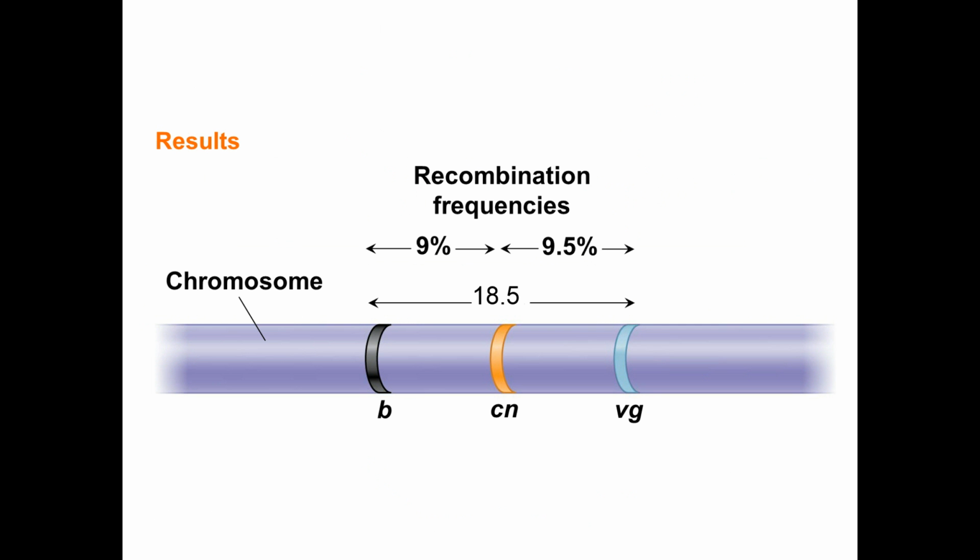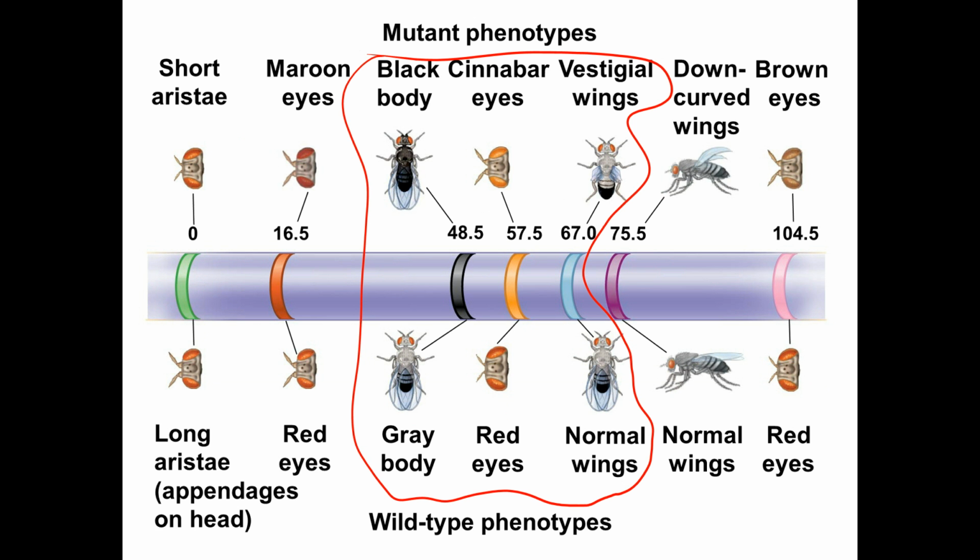Alright, so looking at some genetic crosses between these types of individuals, you'll see that you have your body color allele, your eye color allele, and your wings. Alright, so if you go back to this data here, these are the map units, the distance between the genes.